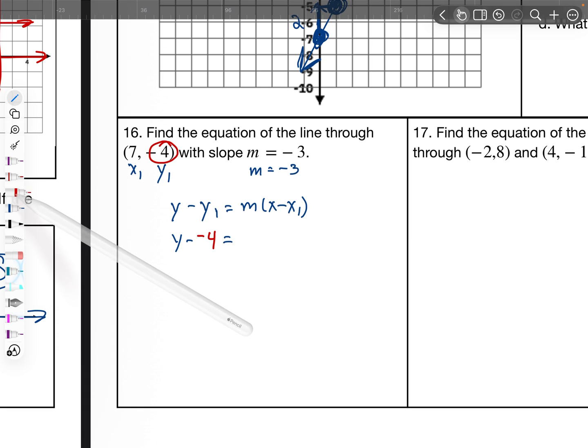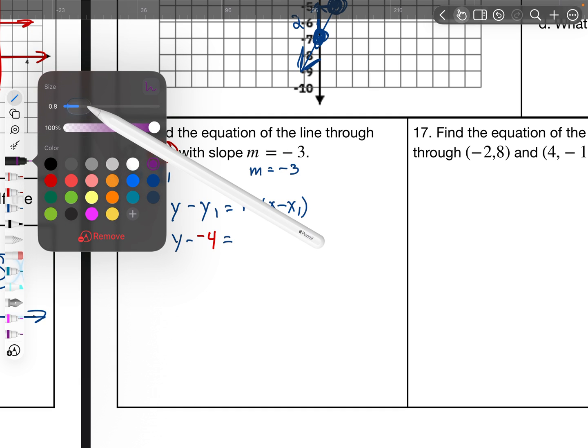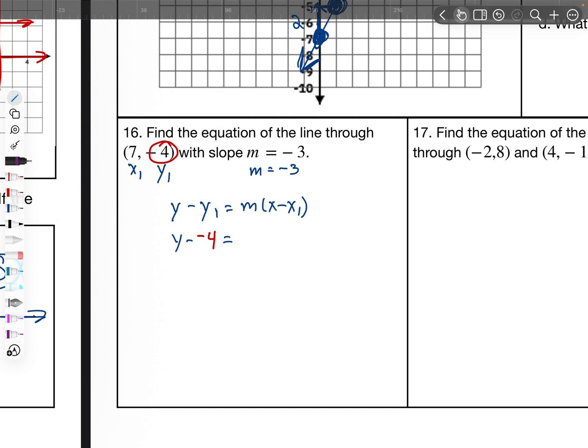Next comes my m, which is -3. I wish this line was a little thicker. Then x minus my x value, let's use a pink color, my 7. There's my setup. Then I scan it for two negatives right next to each other, and there's a pair of them. So I'm going to rewrite that as y plus 4.